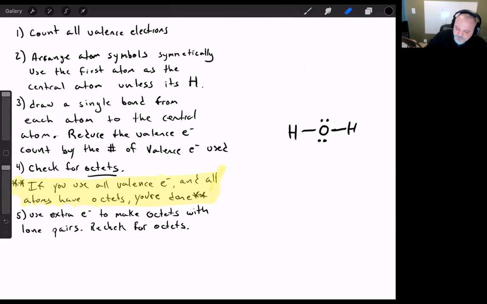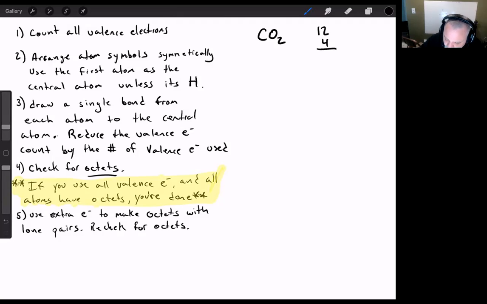Okay, let's do another example. Let's do CO2. Okay, counting the valence electrons. I get 6 from oxygen, so 6 plus 6 is 12. I get 4 from carbon, so 4 plus 12 is 16. I get 16 valence electrons total. Yes, hydrogen will always be around some atom. You could draw the Lewis structure for H2, though. That's what you'd end up with.